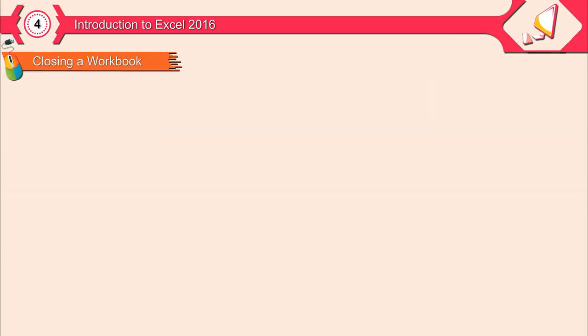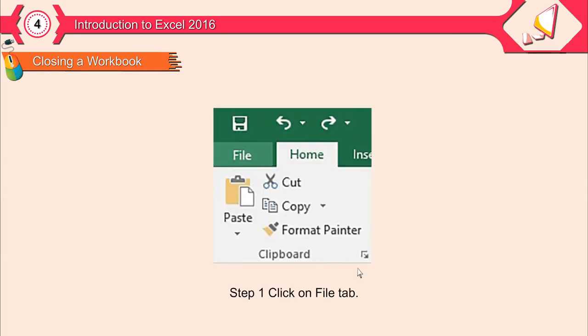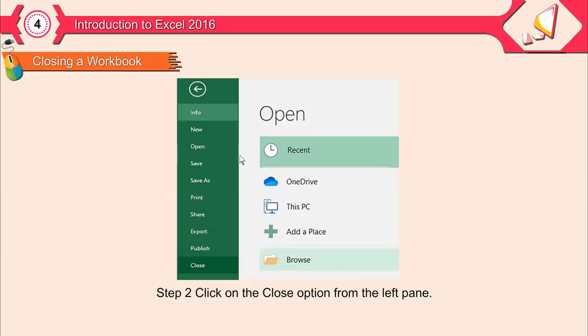Closing a workbook. To close a workbook, follow these steps. Step 1. Click on File tab. Step 2. Click on the Close option from the left pane. This will close the current workbook but not the Excel window. To close the Excel window, click on the Close button.